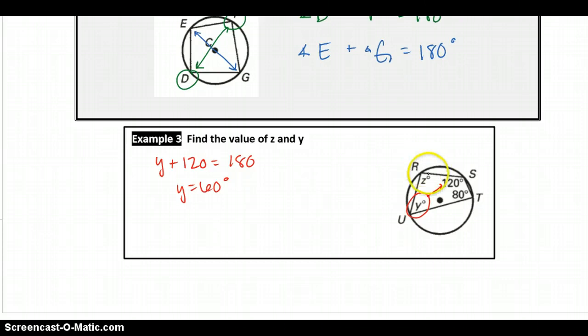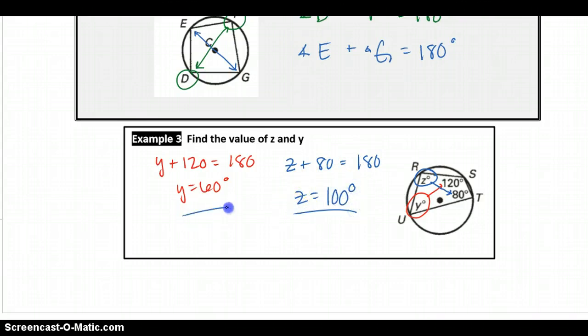To find z, we look at the opposite angle across the quad is 80 degrees. Therefore, z plus 80 must equal 180, and z must be 100 degrees. So all we're saying in the third rule is that in an inscribed quad, opposite angles are supplementary. They add up to 180.